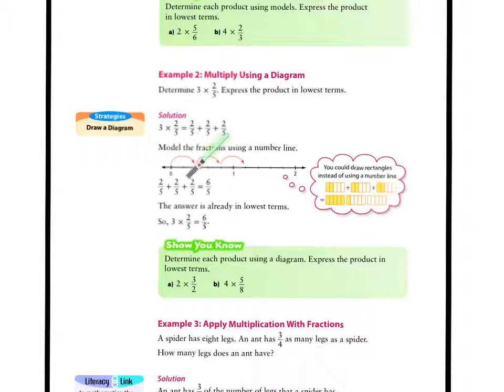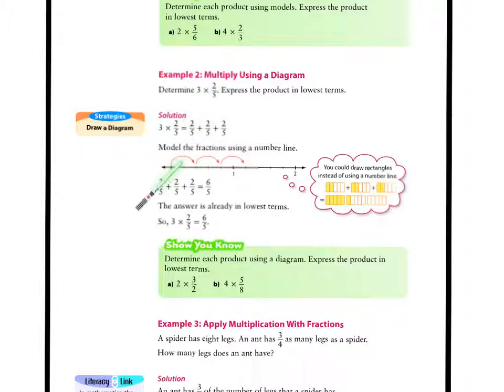So how are you going to set up a number line? Well, you have to decide how many whole numbers you're going to have on your number line. So I can see that I'm going to need at least 3, because in my multiplication statement there's going to be 3 jumps. But it won't quite be 3, it'll be less than 3, because we're only jumping a fraction.